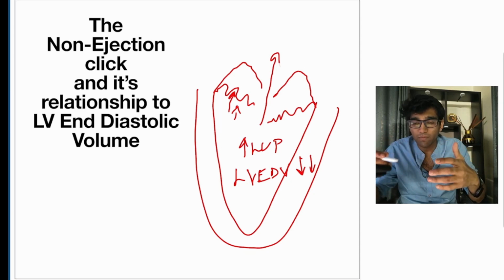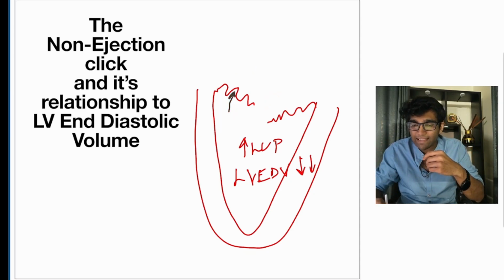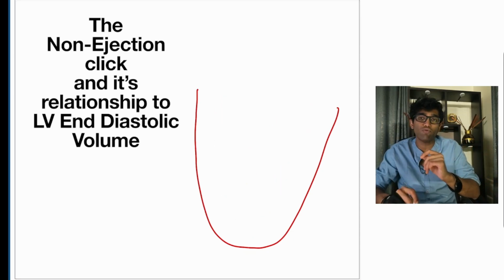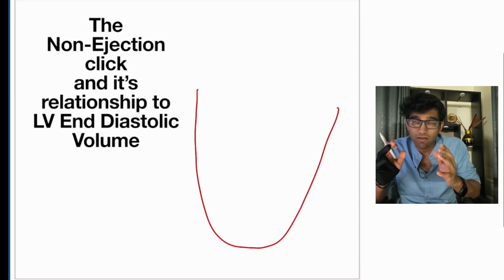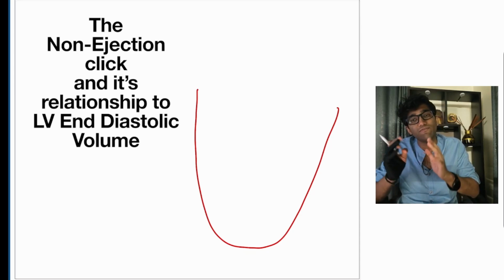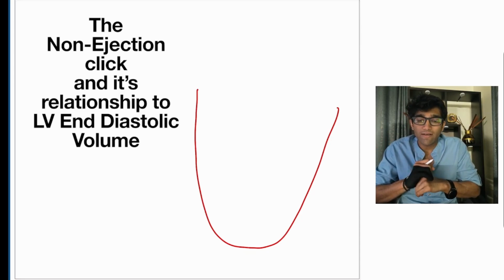So this would be a systolic murmur that would be preceded by a non-ejection click. Okay, so unlike the ejection click, which increases with increased diastolic volume, this is a sound that occurs earlier if the diastolic volume is decreased and occurs later if the LV end-diastolic volume is increased. Okay, so it is a little bit different from other heart sounds.